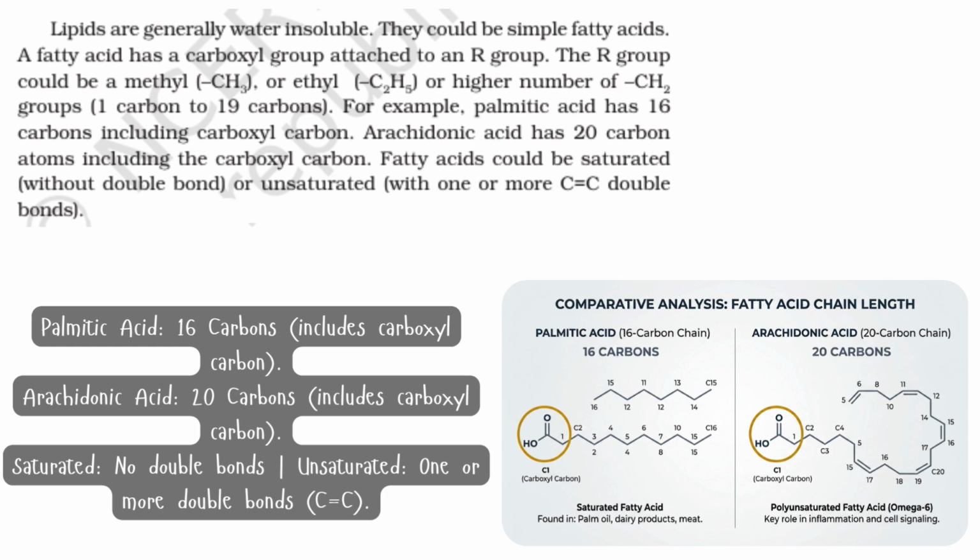Here is the trap. These numbers include the carboxyl carbon. That means the R group of palmitic acid actually has 15 carbons, and arachidonic's R group has 19. If you miss this distinction, you can lose easy marks in statement-based questions. Also, remember that unsaturated fatty acids contain one or more double bonds, while saturated ones have none.